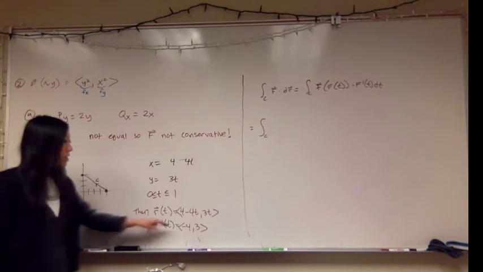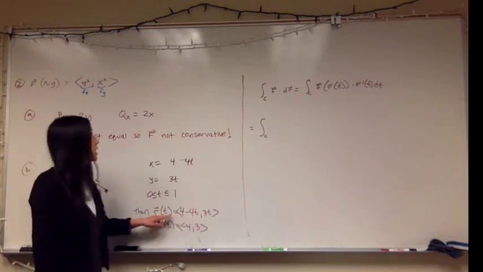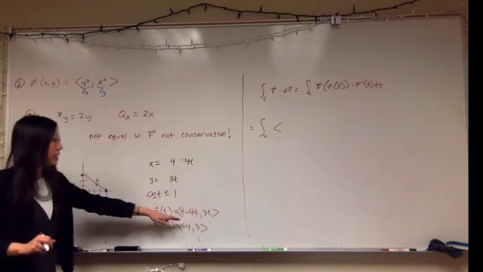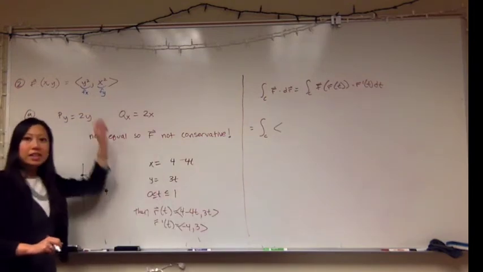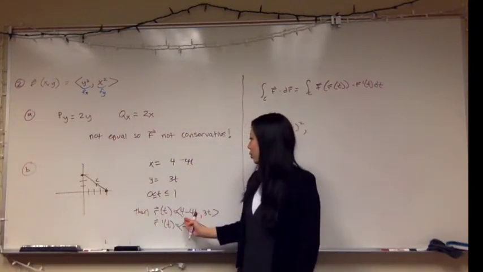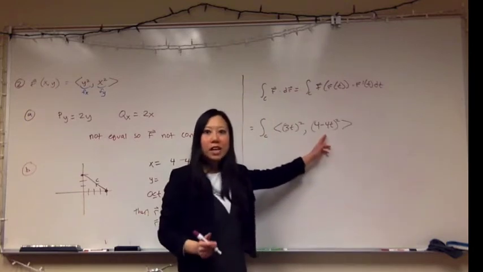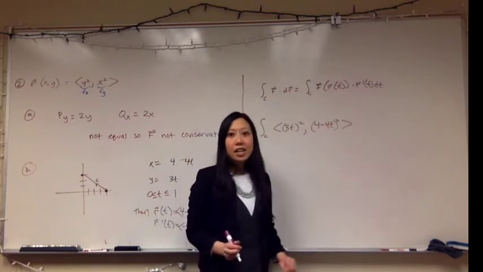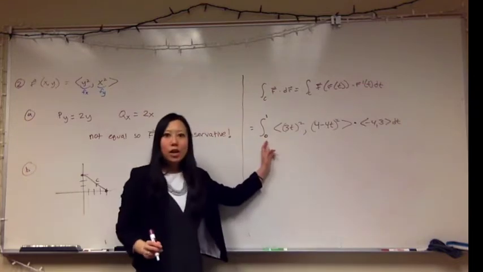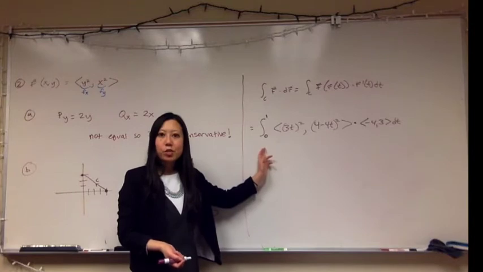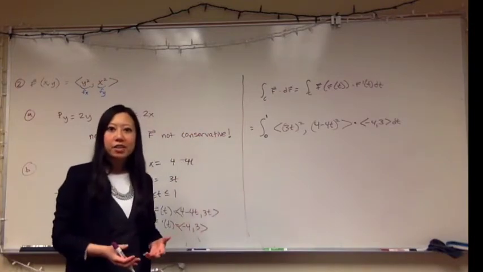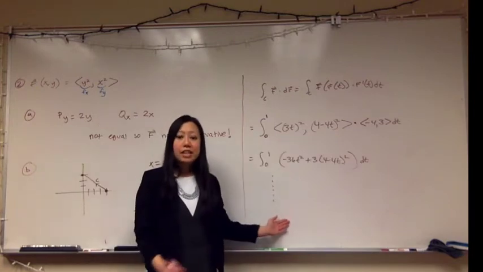So f of r of t, I take my x and y from my r of t and plug them into f. So I have y squared, my y is 3t, so 3t all squared. Then I have x squared, and x is 4 minus 4t, so 4 minus 4t all squared. I dot that with r prime of t, so I dot it with negative 4 comma 3. I also know that for a line segment t is between 0 and 1, so I can plug that in. Now I just have to simplify using the dot product, and then I can integrate.